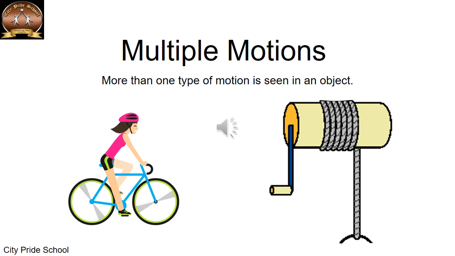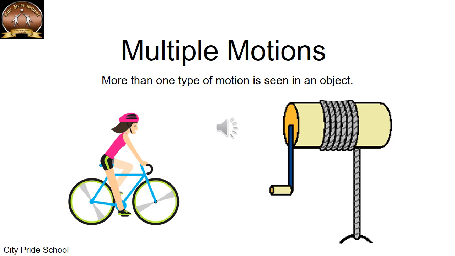Many a time we see that when an action is performed, more than one type of motion is involved. That is what we term as multiple motions. For example, this girl is riding a bicycle and she is going in a straight line, so it is translatory motion, and the wheel is also moving in a circle and rotating around the axis. So rotational and circular motion are also at play.